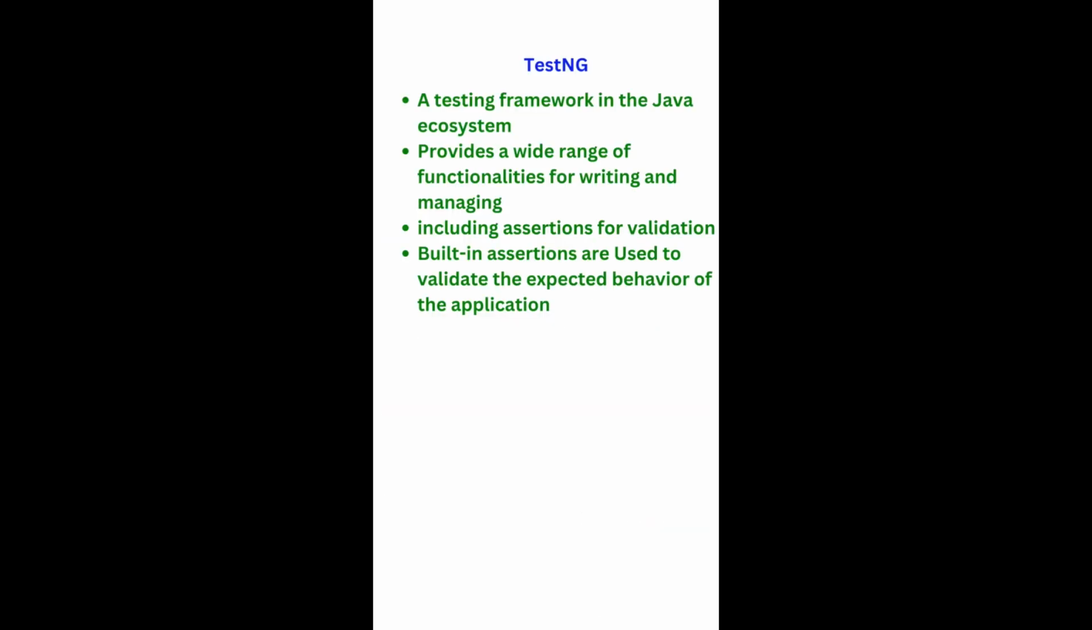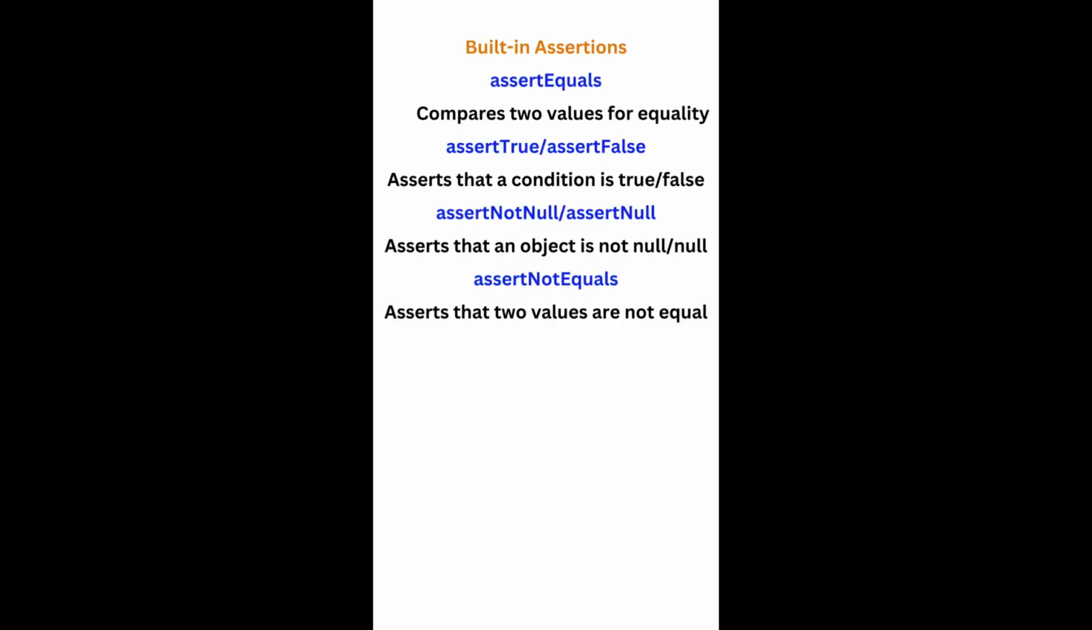TestNG is a testing framework in the Java ecosystem. It provides a wide range of functionalities for writing and managing tests, including assertions for validation. TestNG's built-in assertions are used to validate the expected behavior of the application. Assert equals compares two values for equality.